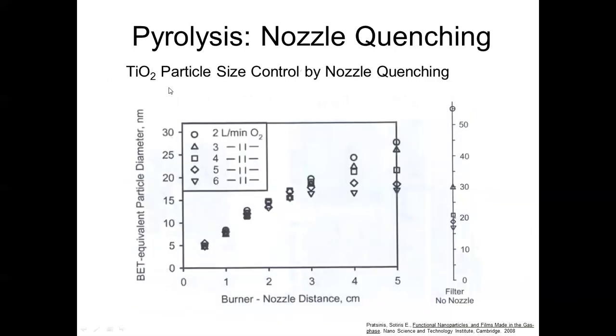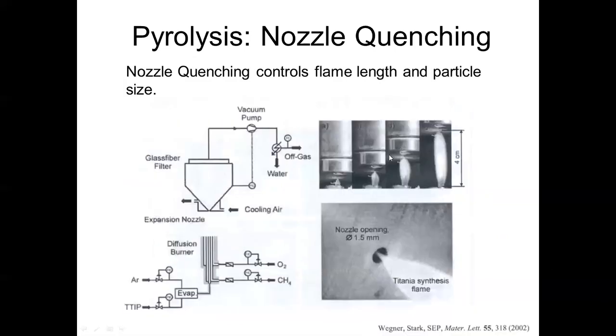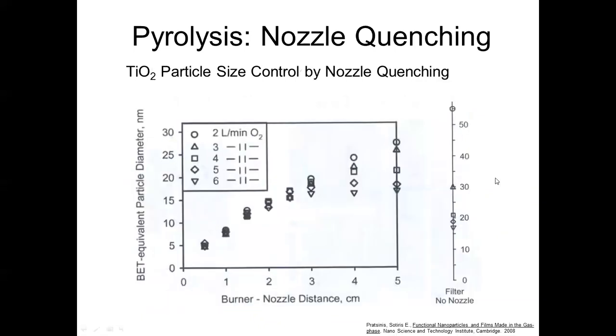So this shows us the particle size controlled by the nozzle quenching. And again, nozzle quenching is the ability to move this burner nozzle distance. So this is where we're going to have that filter, which is going to lower down this hole, and that's going to truncate our flame at that point. So what we're going to do is control that distance, and as we control the distance, we're going to control the particle diameter size.